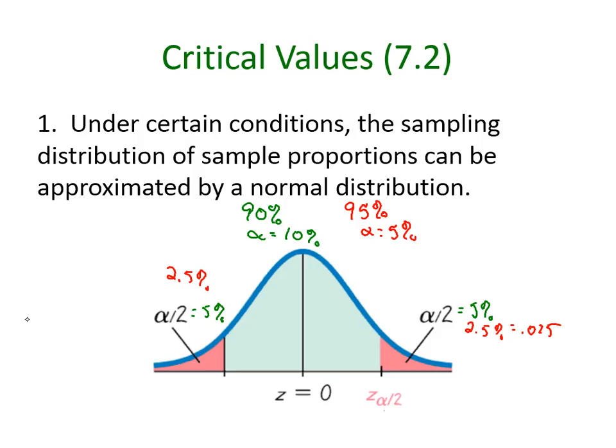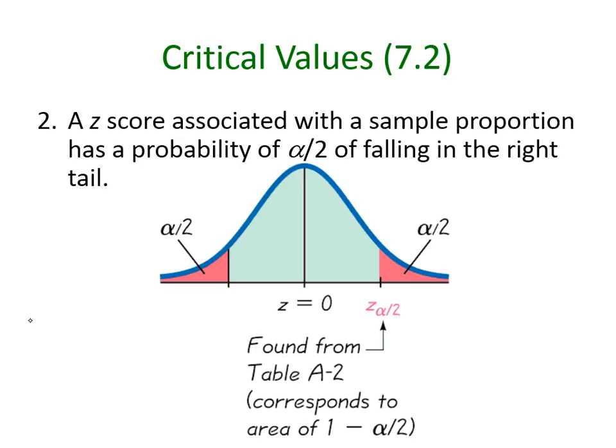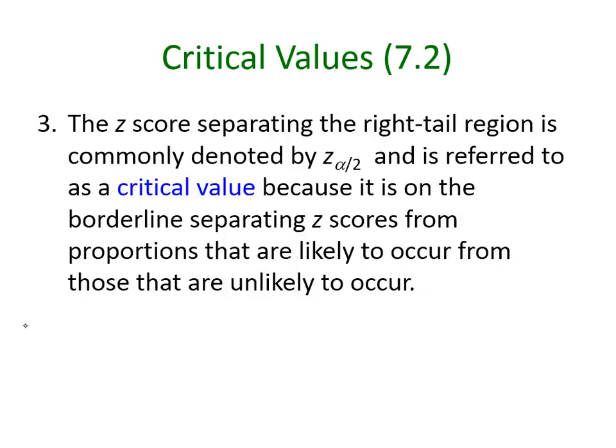Questions so far? Well, then let's find some of our critical values. A z-score associated with a sample proportion has a probability of alpha over 2 of falling in your right tail, so we're cutting that in half. The z-score separating the right tail region is commonly denoted by z of alpha over 2 and is referred to as a critical value because it's on the borderline separating the z-scores from proportions that are likely to occur from those that are unlikely to occur. Notice the right tail is the one we're going to focus on most of the time when we talk about these critical values, even though we've got two tails that we're testing. So the one we're going to use the most is z of alpha over 2, finding that critical value.